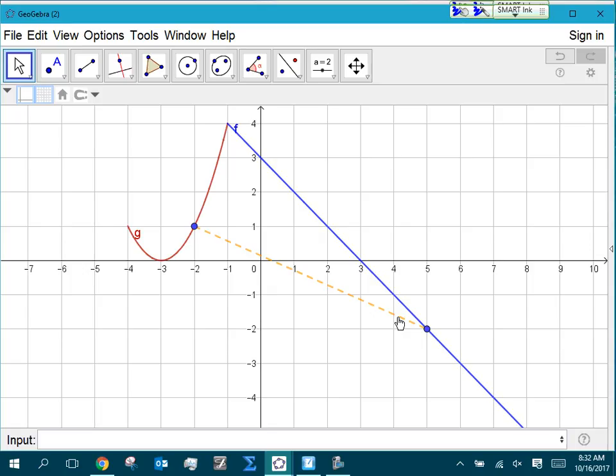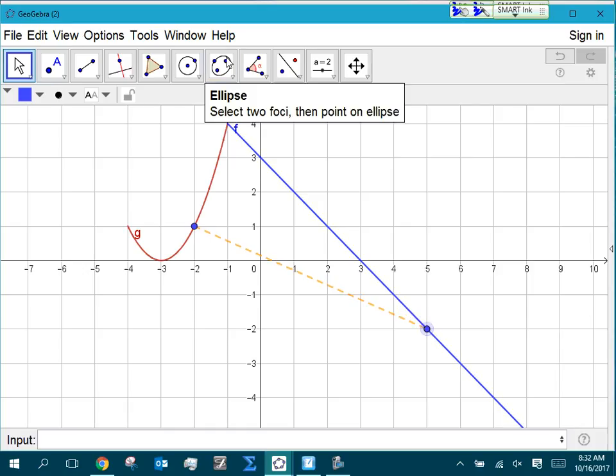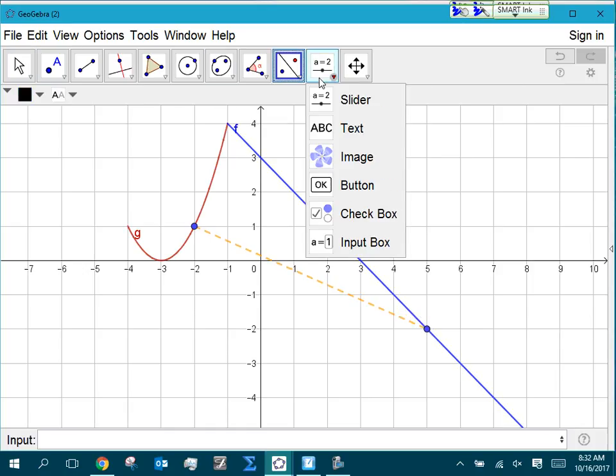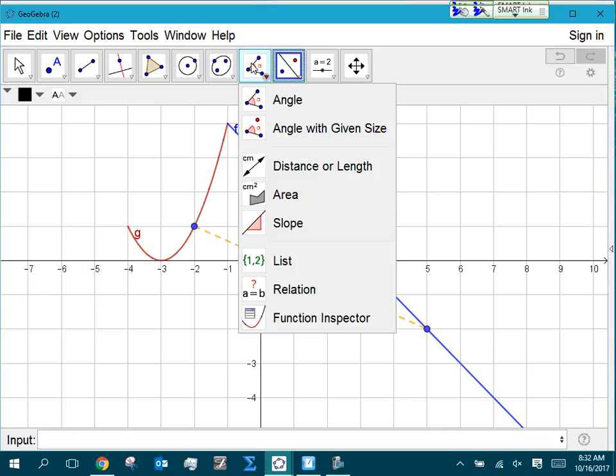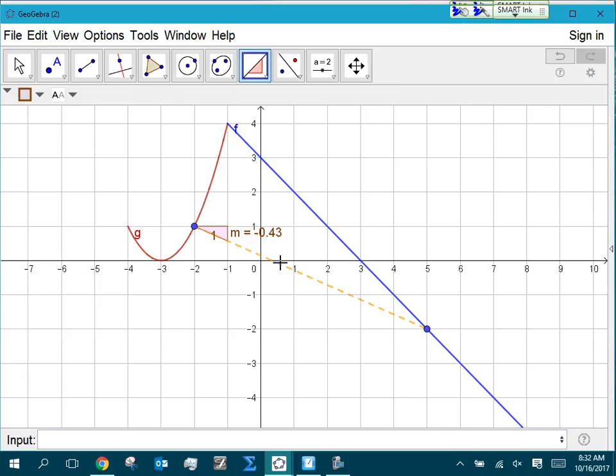But if you go back to the idea of cutting it off, maybe you consider it a chord. But in calculus, we call that a secant. And we can move that anywhere we want, as long as it's intersecting both curves. So here, when I ask it to find the slope of that line there, we get negative 0.43.